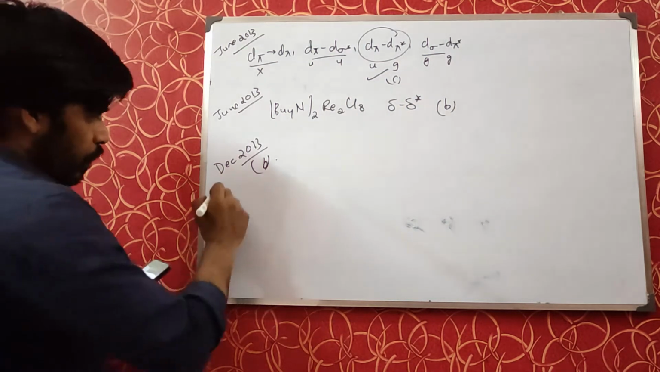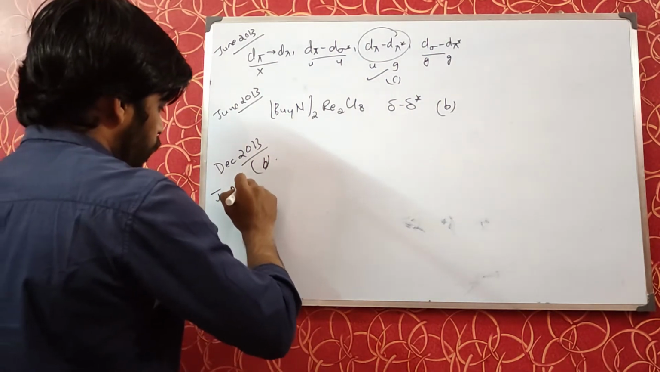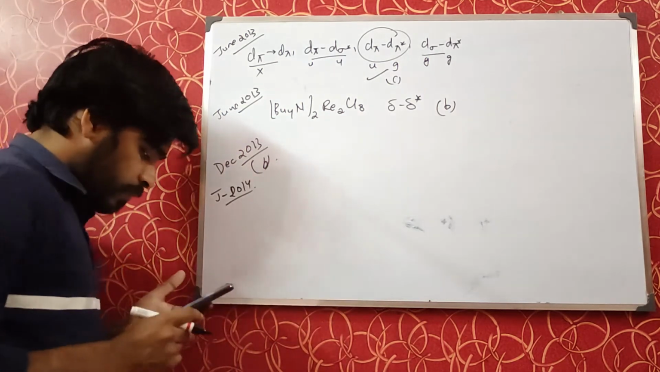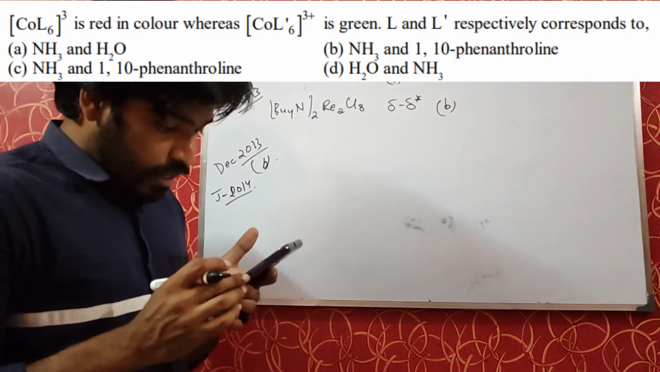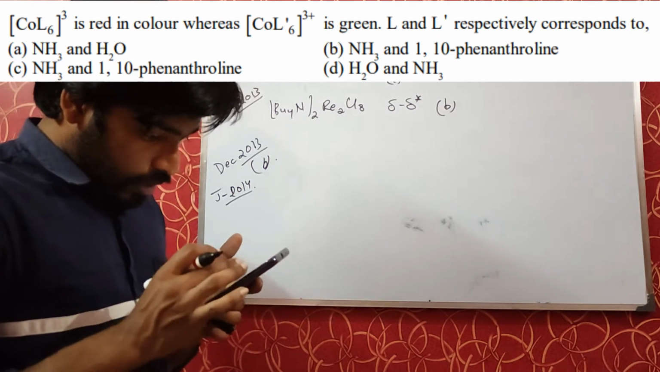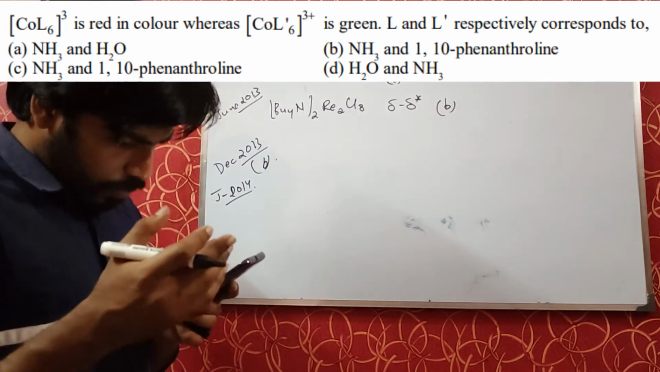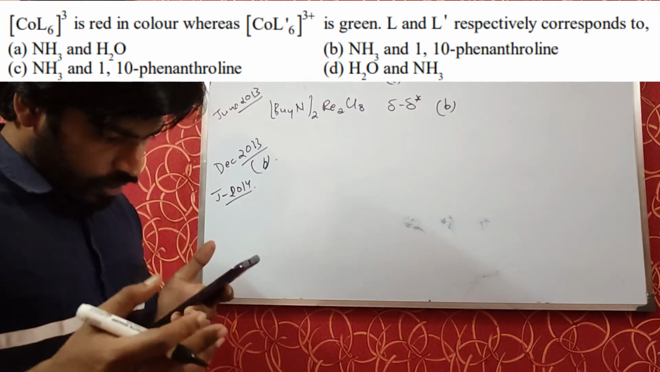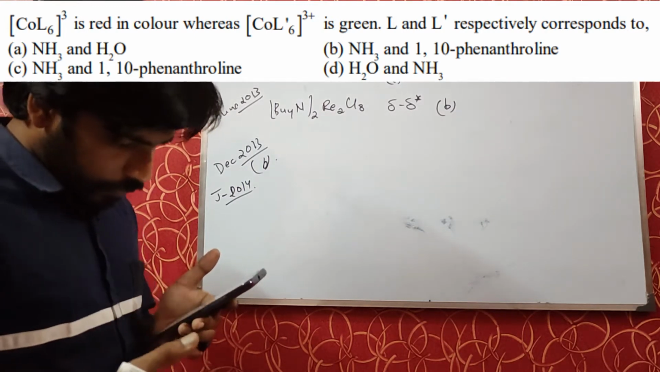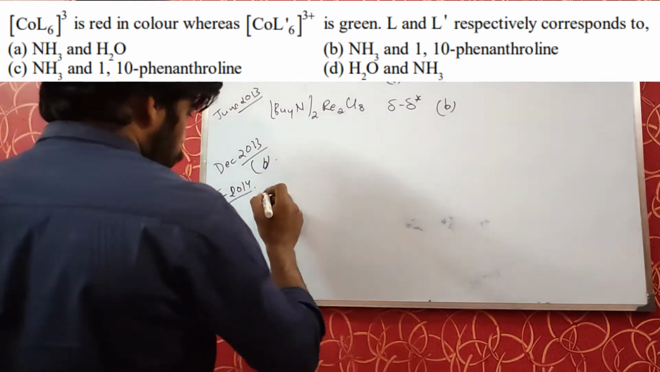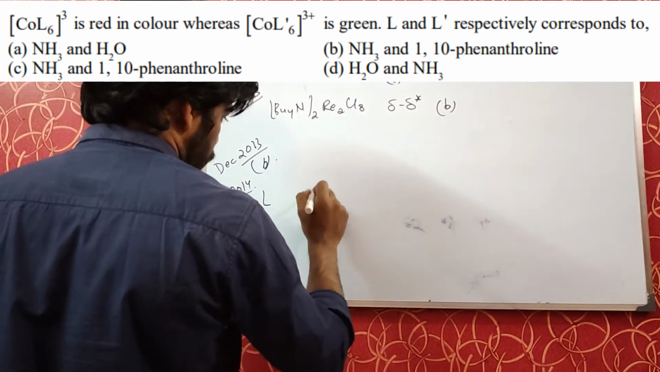The next is from June 2014, and the question says [CoL6]3- is red and [CoL6]3+ is red in color, whereas [CoL6]3+ is green. So you have L and you have L dashed.